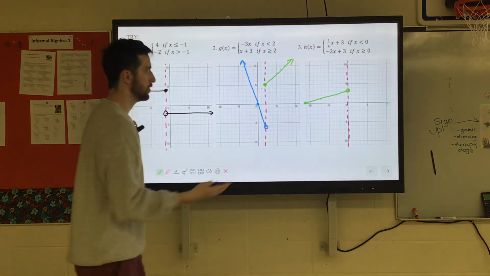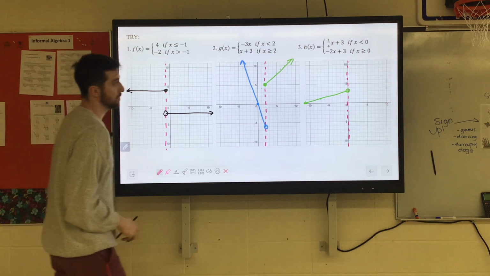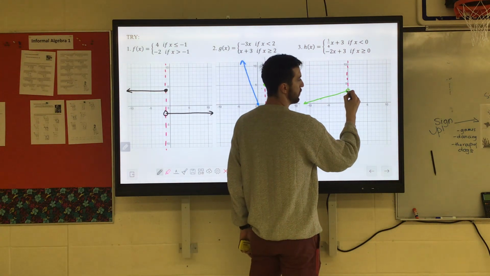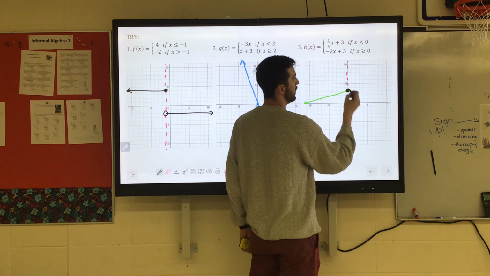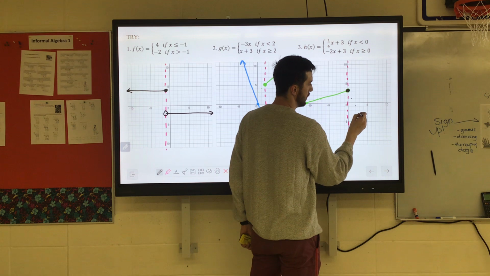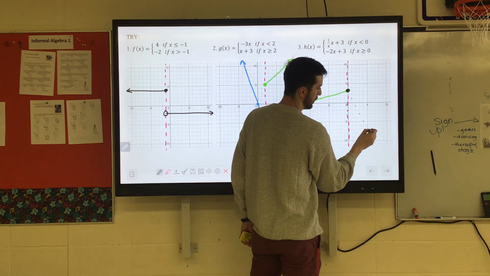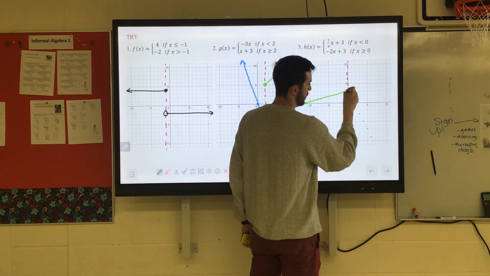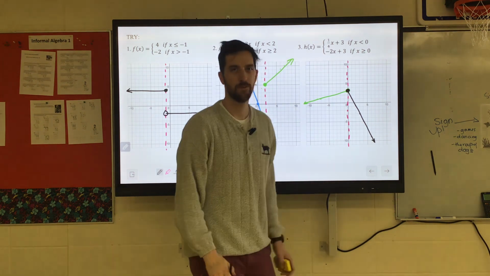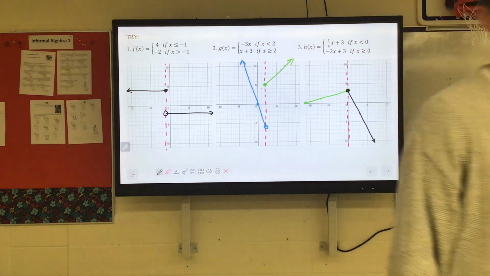Now when it's greater than 0, we're graphing -2x plus 3. That would start at +3, which happens to be where the other one left off, so we'll fill in that dot. And then the slope's -2, so it'd be down 2 over 1. Look at that. We just graphed some serious piecewise functions.